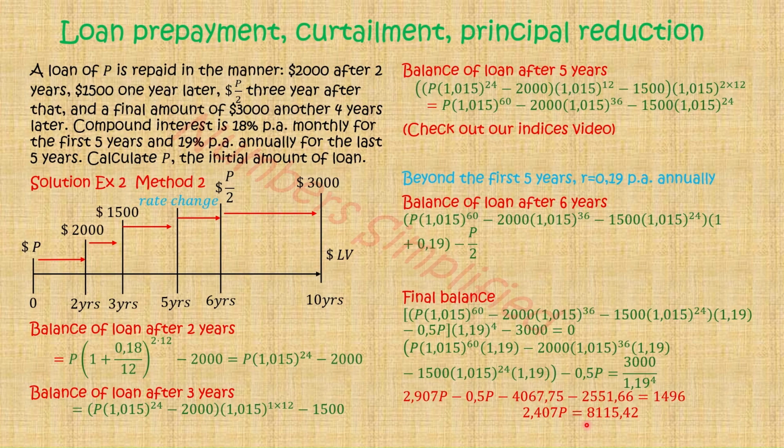But of course, this is not the final answer because we have to find what p is. So dividing throughout by 2.407, we are going to get a p-value of 3,371 as our final answer. So that's how we would solve our question.